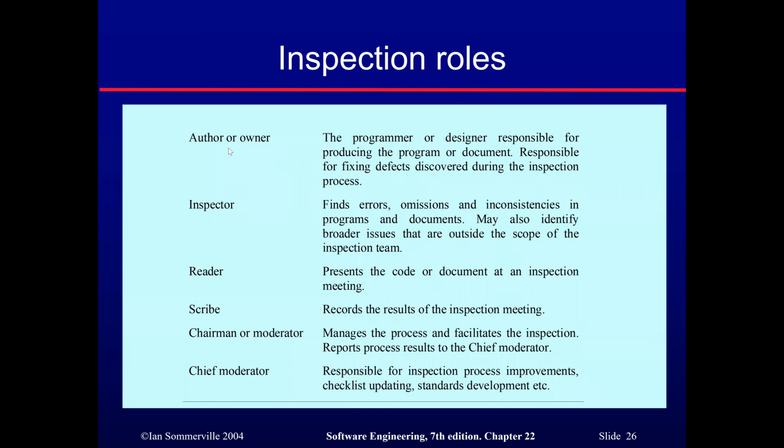So owner is the coder or programmer, and he is responsible for fixing defects. Inspector is responsible for finding errors or omissions or inconsistencies. Reader is the one who presents the code at the inspection meeting. Scribe is the one who records the results of the inspection meeting.